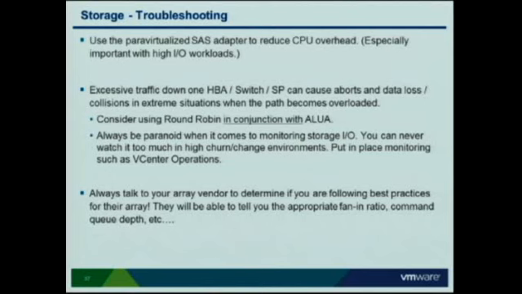Get that read-only access into the trending capability. You can even use vCenter Operations for something like this rather easily. And then for best practices, always talk to your array vendor to determine if you're following best practices for their array. We would love to tell you and support the best practices for every single array that's out there, but quite frankly, it's your vendor who's tested it, it's your vendor who's vetted this configuration. Ask them what the appropriate fan-in ratio is, or the command queue depth, etc.